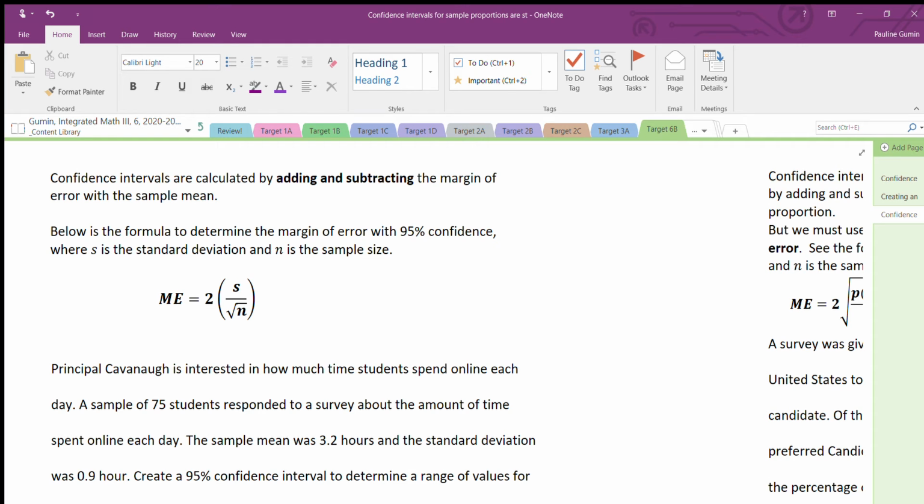Welcome to a little video about Target 6C. Target 6C deals with confidence intervals and margins of error. Confidence intervals we calculate by adding and subtracting the margin of error with a sample mean or sample proportion.